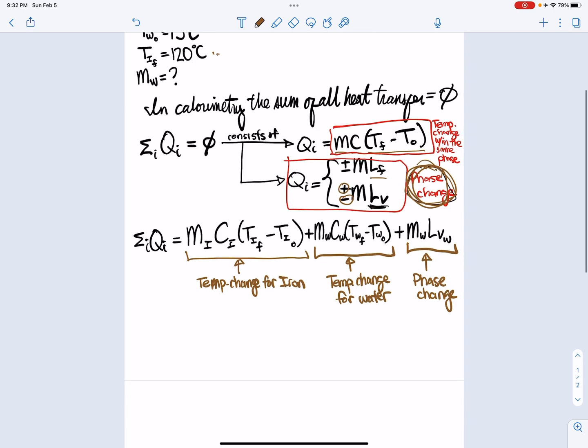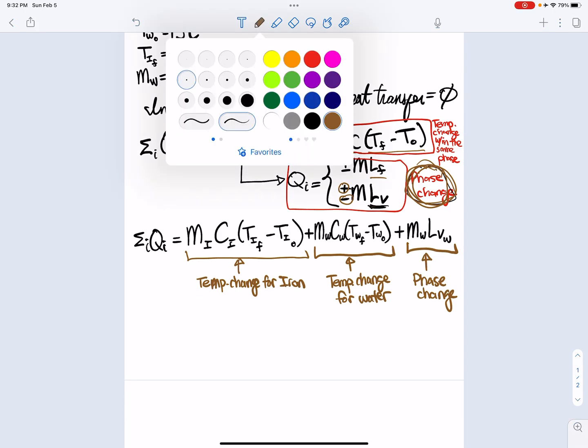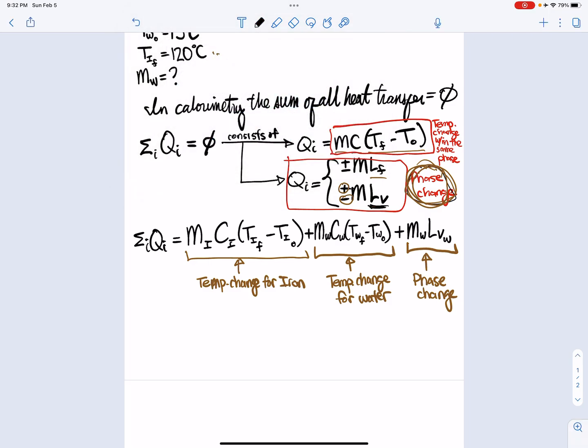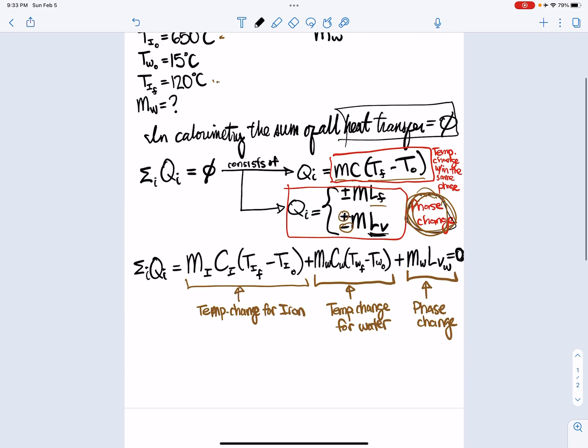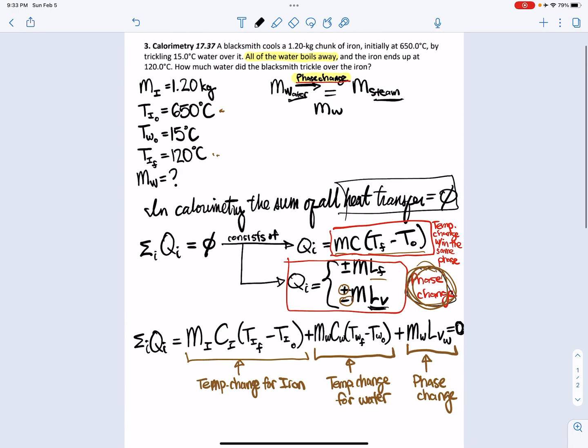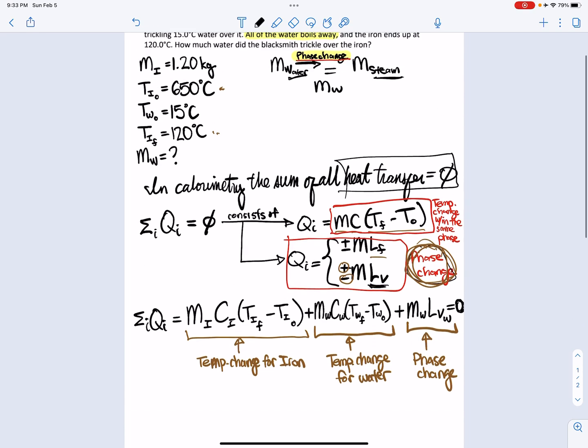Oh yeah, and like we said, in calorimetry, the sum of all heat transfer equals 0. So this is all equal to 0. There you go. All right, I guess I just kind of want to show this just for clarity. If this is something you guys already know, feel free to skip.